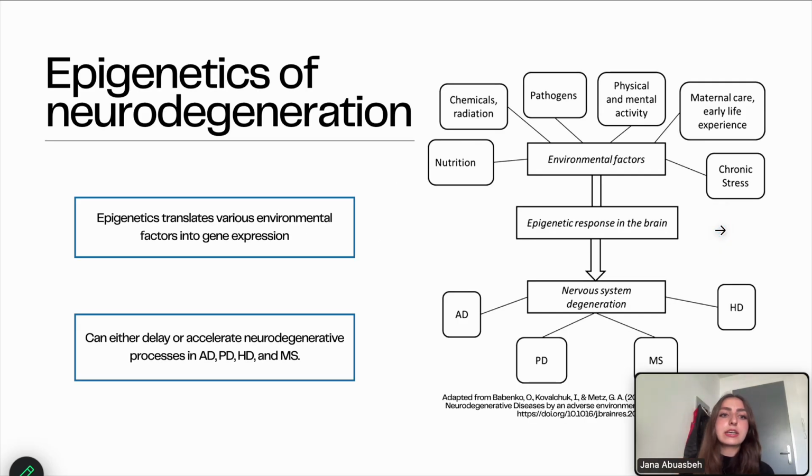Now we're particularly focusing on the epigenetics of neurodegeneration, and this figure from Babenko and colleagues nicely illustrates this relationship between the environment and degeneration of the nervous system. So we can see different environmental factors here and how epigenetics acts as sort of an interface that translates these environmental factors into gene expression. And this epigenetic response in the brain can either delay or accelerate these neurodegenerative processes in diseases like Alzheimer's or Parkinson's, and of course, Huntington's disease.